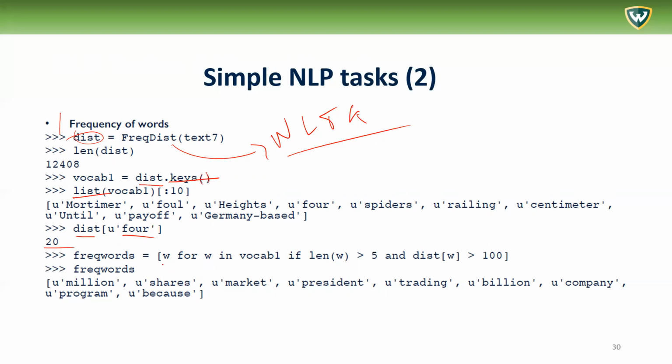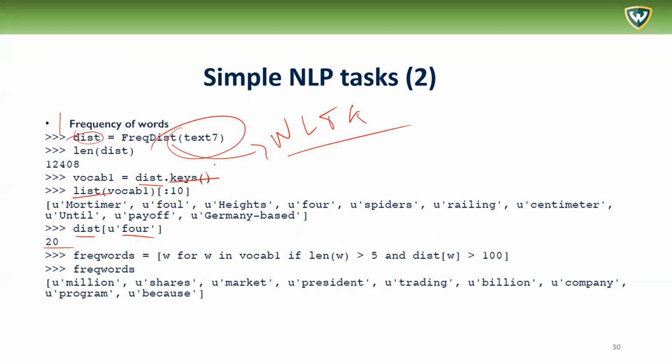And then you can also apply other Python functions. For example, this is a kind of Python shorthand they call list comprehension. Essentially it's going to print out item for item in vocabulary 1 if the length of the item, that is the number of letters, is greater than 5, and the distribution of the item is greater than 100. So I want all the words that are over 5 letters long and also appeared in this whole text more than 100 times. And then you can see the words million, shares, market, president, trading, billion, company, program, and because. All these words are longer than 5 letters and appeared over 100 times in this text.